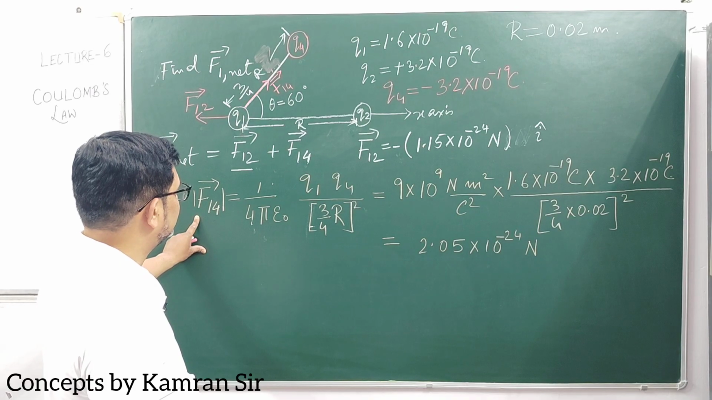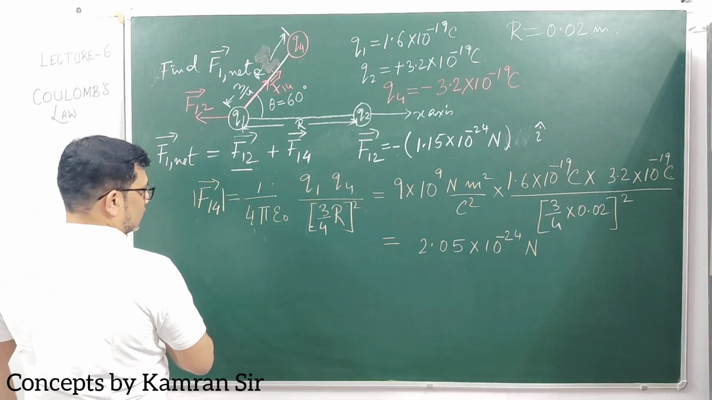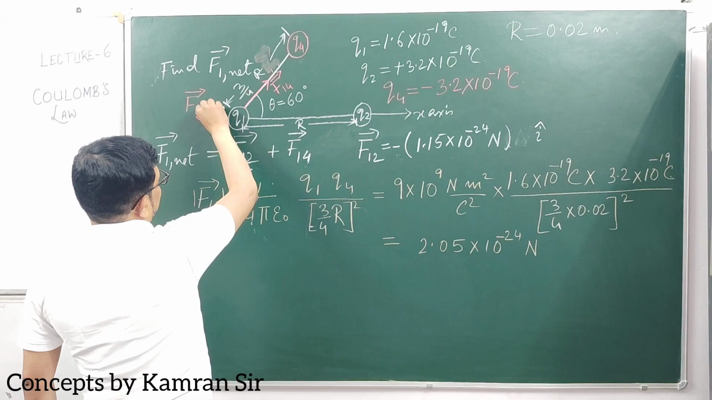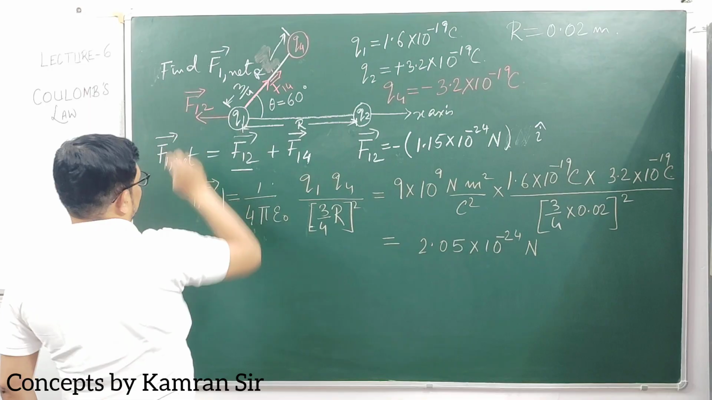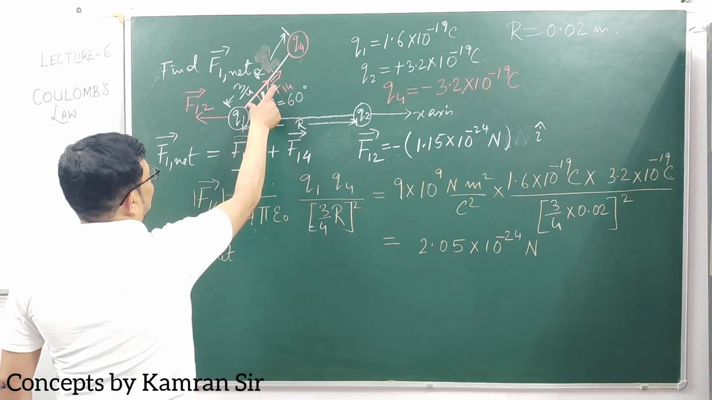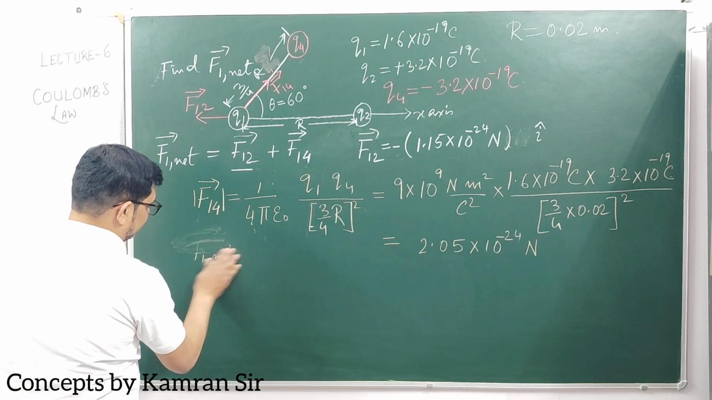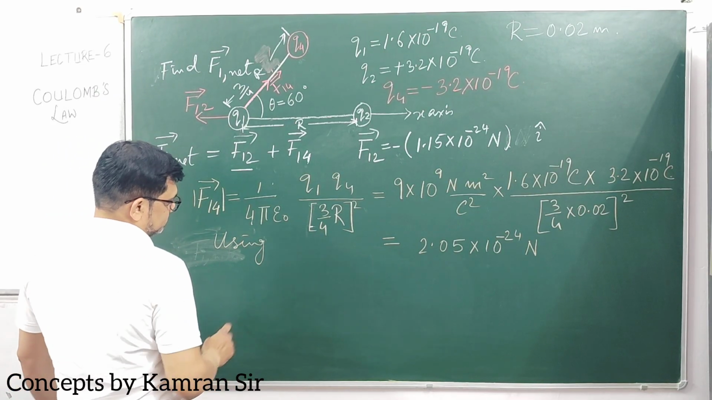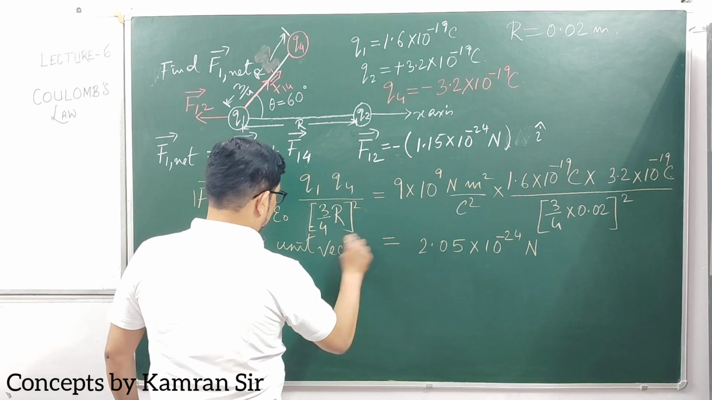And now we are interested to figure out what is F1 net. So, one more thing. Now can we add F14 vectorially to this, right? Why? We have to find F1 net, right? F14 is not lying along F12, right? So we need to resolve this vector first and find its components. So using unit vector notation, we can write it.